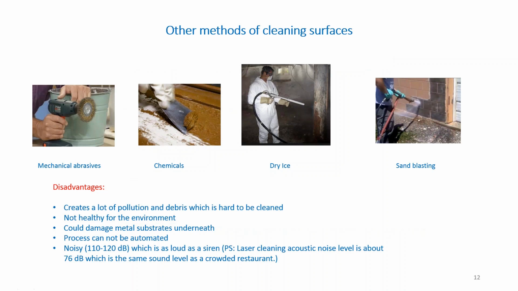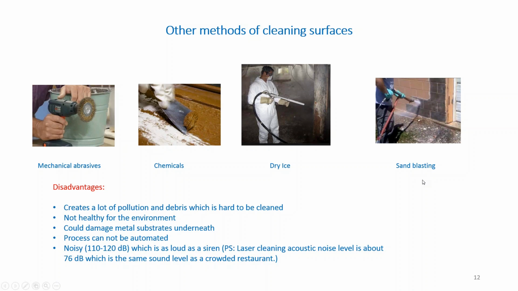So let us now compare the laser cleaning method with some of the other competing methods. There are other methods of cleaning, and some of them are listed here. Mechanical abrasives, where you actually take a rotating disc and scrub the surface with it. This is one way of doing things. Then there's the chemical method shown here, where you apply a chemical to the surface and then wait a few minutes for some chemical interactions to take place, and then scratch the surface as shown here.